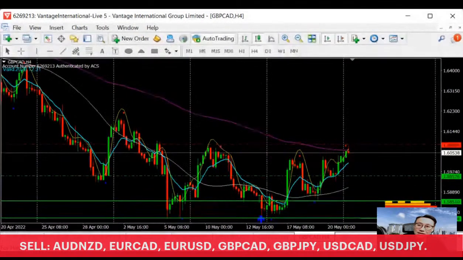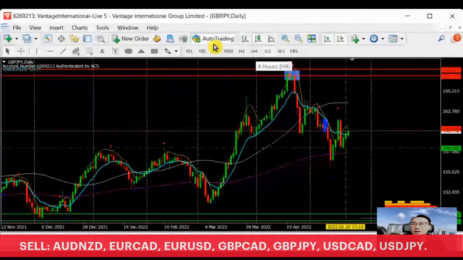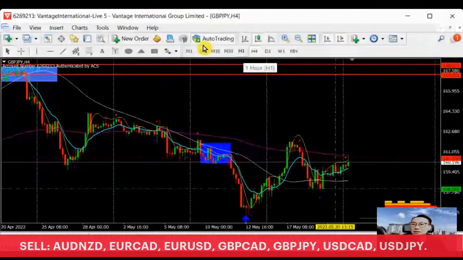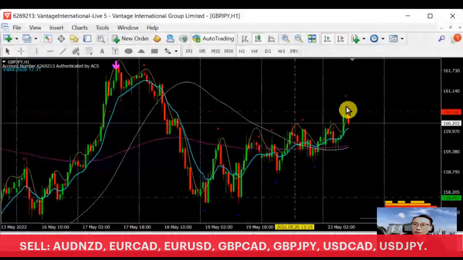From my picks, all my picks just now earlier on, it retested the resistance in H4 for pound yen over here, pound yen. Then H1 turned down for selling.